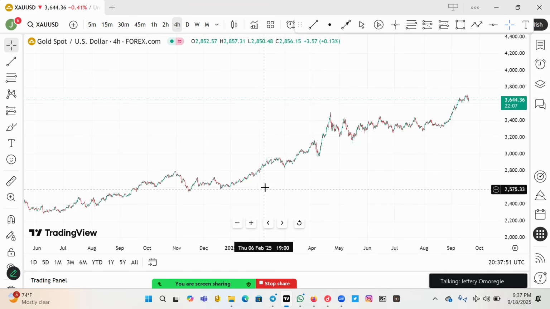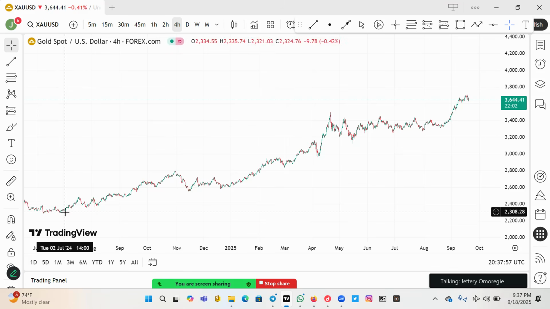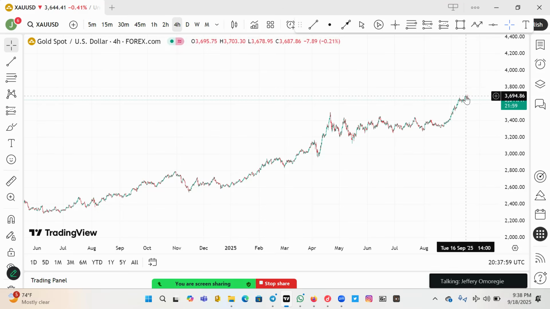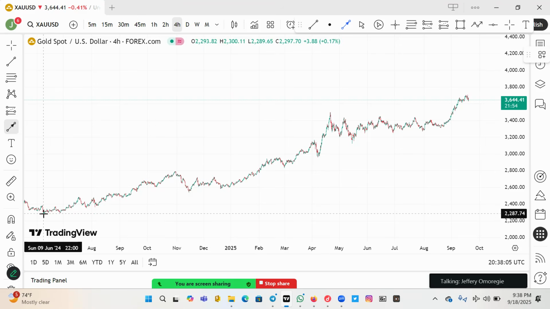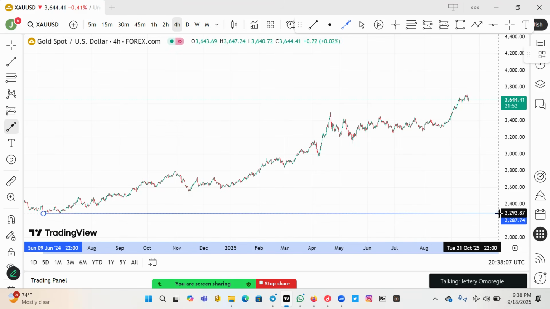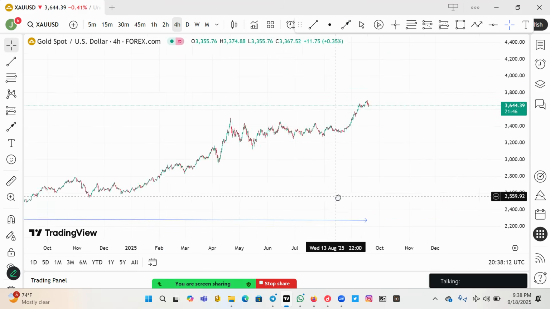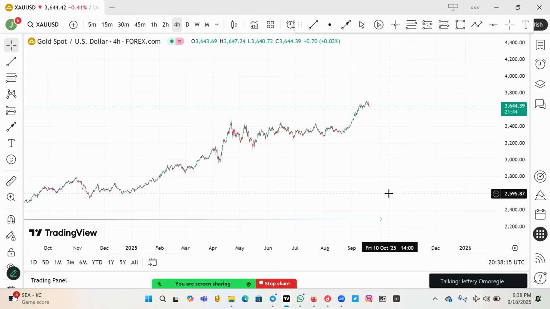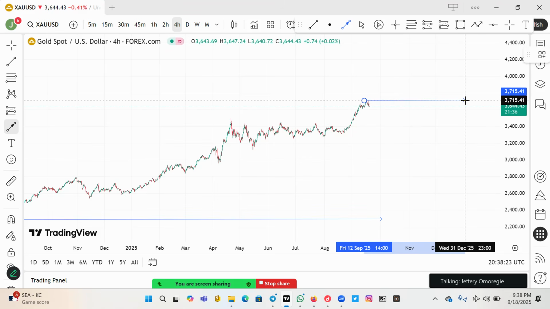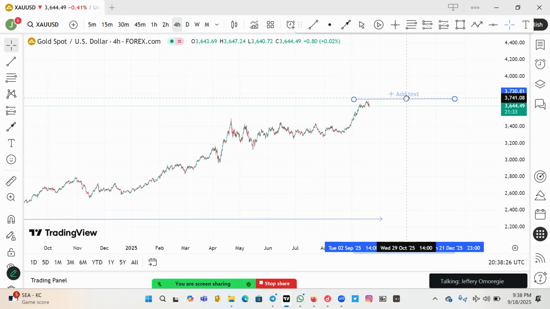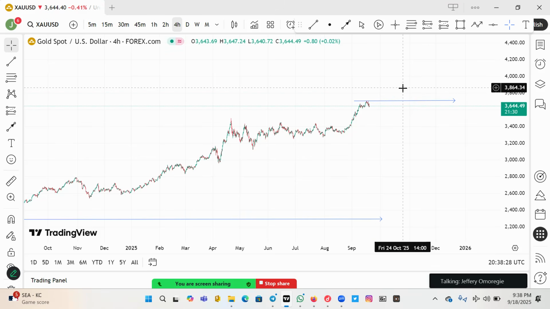Now, if you want to trade in line with the direction of the market, you want to first of all know the starting point of the trend and the ending point of the trend. This is the starting point of the trend. And this is the end point of the trend. Based on what you can see, the current direction of this market is an uptrend, and you want to trade in line with this uptrend.